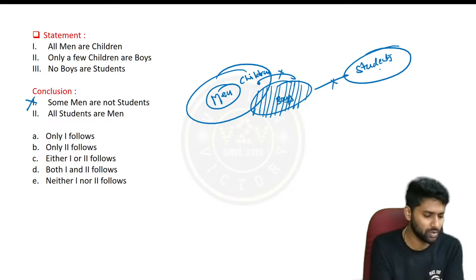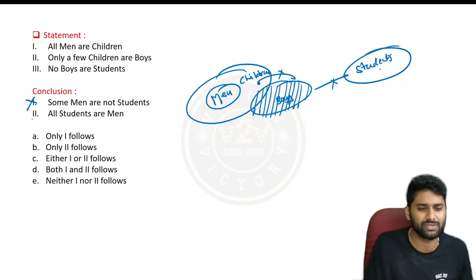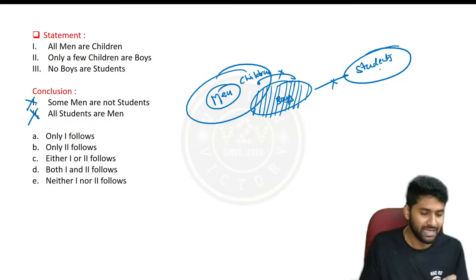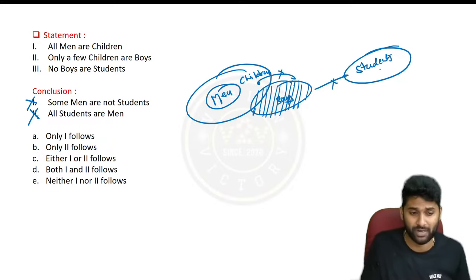Second one, all students are men. Guys, if any conclusions are related to all and some, we need a direct relation in the picture. So there is no direct relation between students and men. It is also invalid.